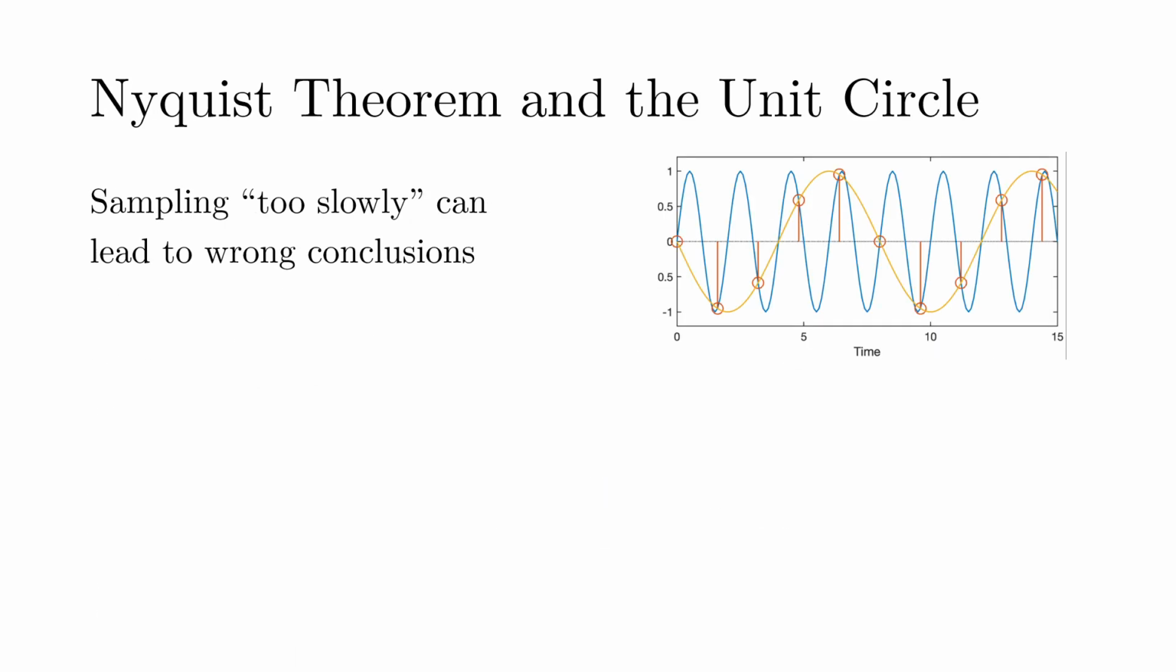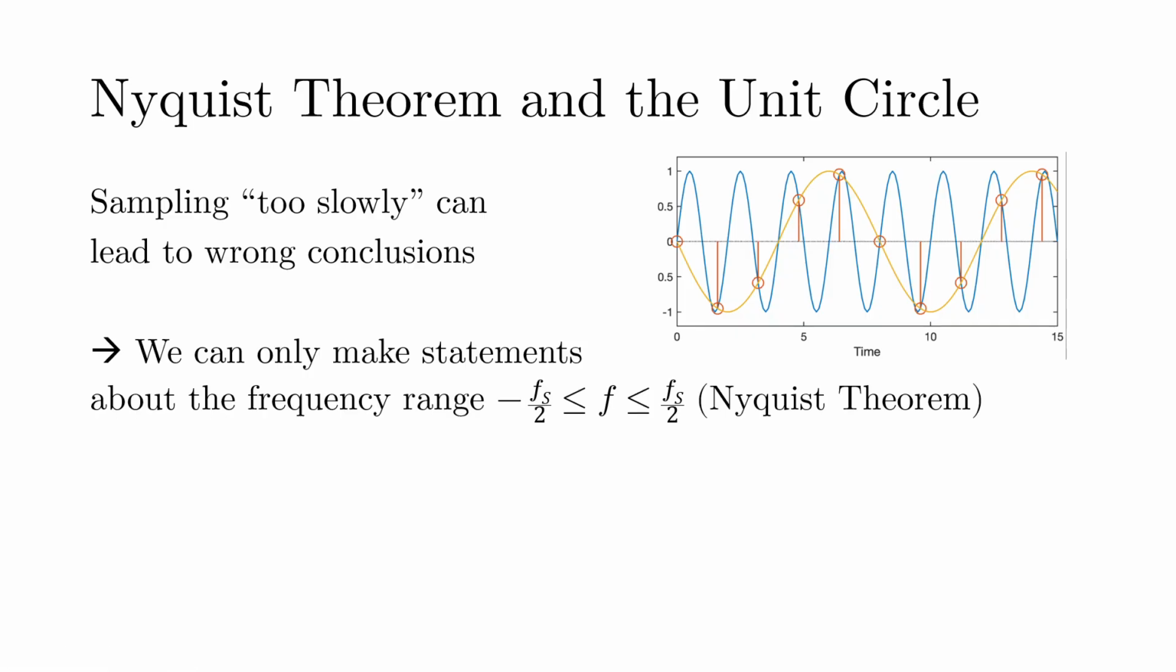One thing we need to know about is the Nyquist theorem and how to represent frequencies on the complex unit circle. You might know that sampling too slowly can lead to wrong conclusions. For example, if my real signal is the blue one, oscillating quite fast, and my sample rate is too slow, I might come to the wrong conclusion that the orange curve is the real signal, even though actually the blue curve is the real signal. And that is the Nyquist theorem.